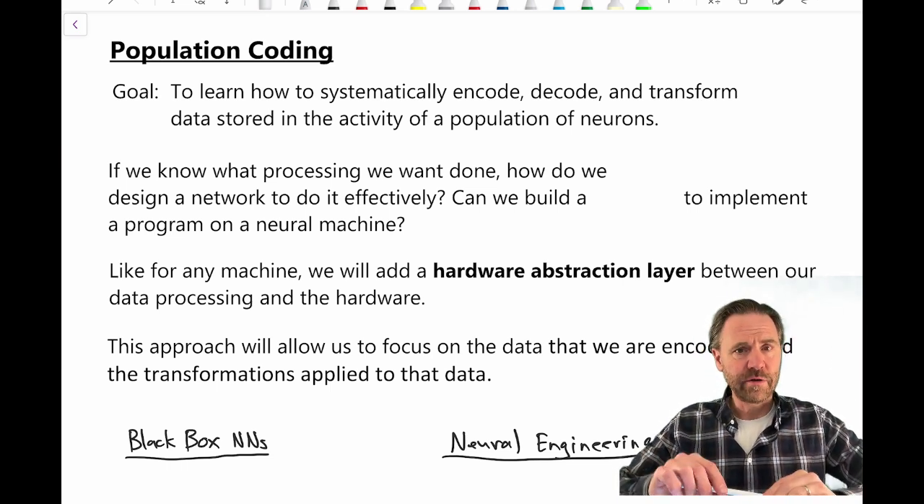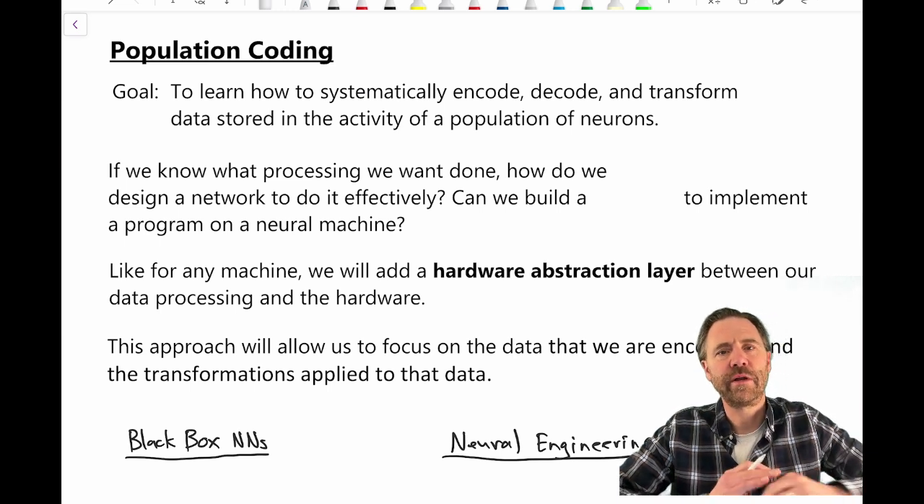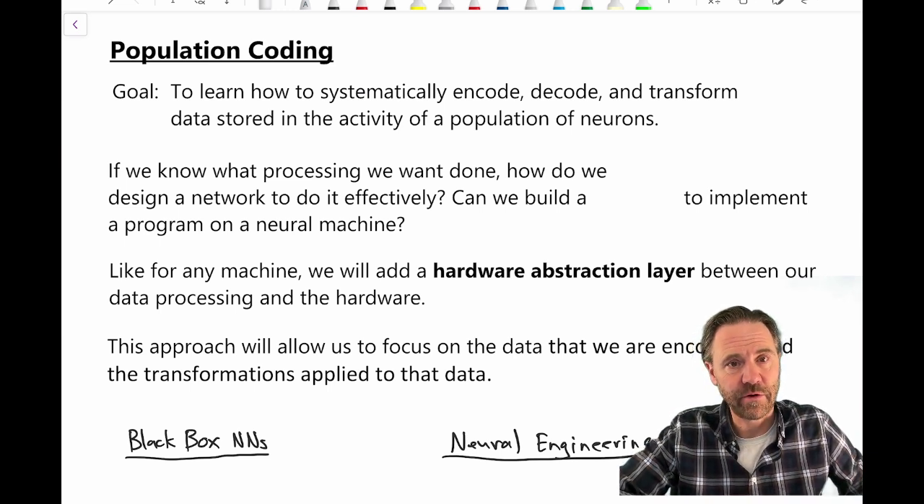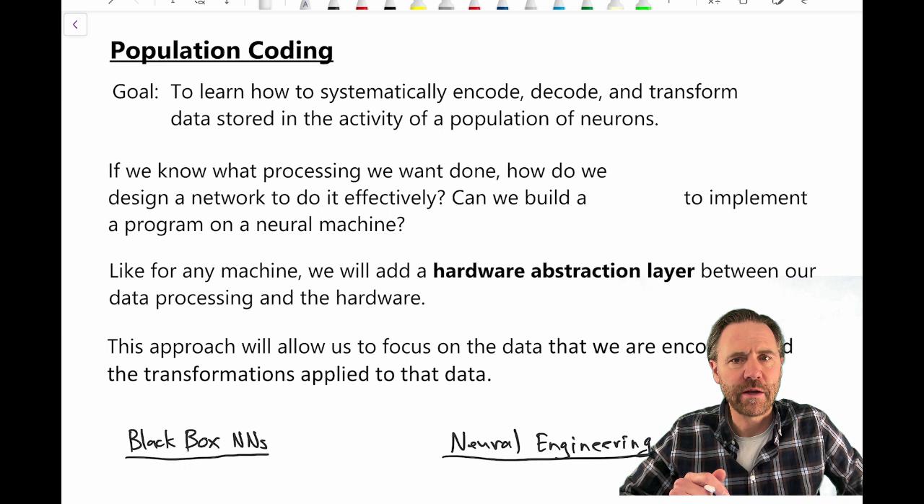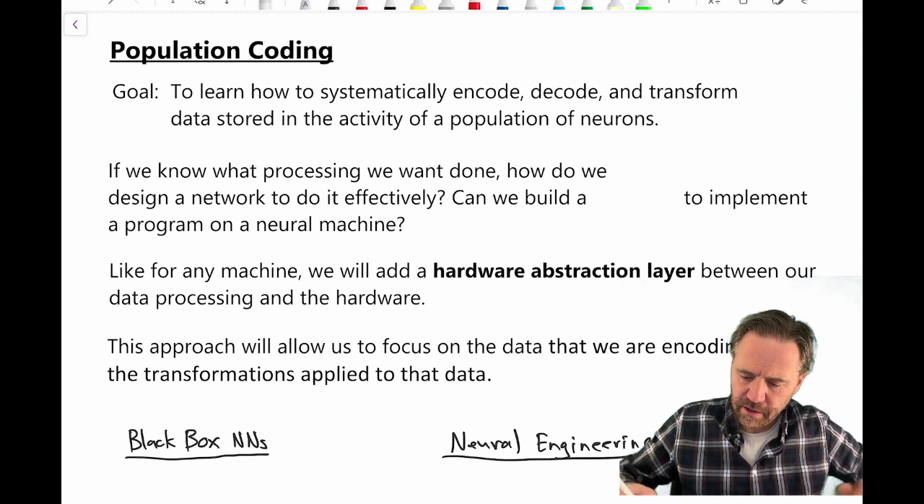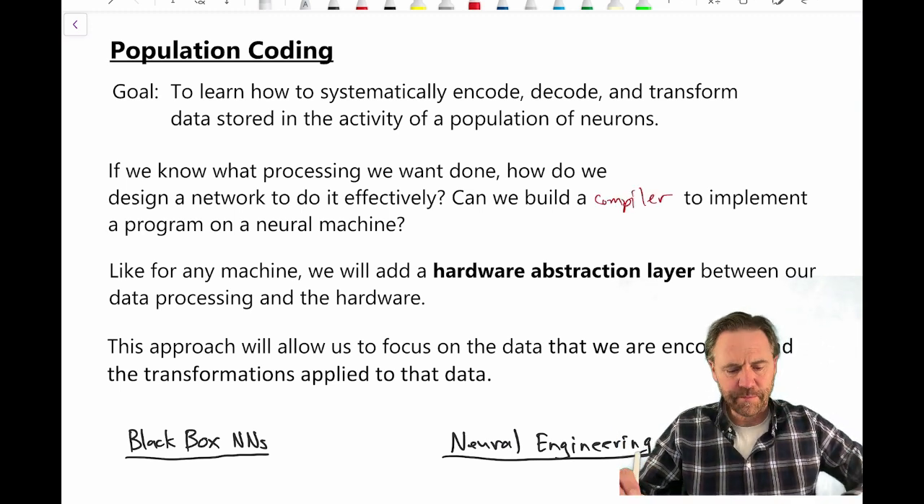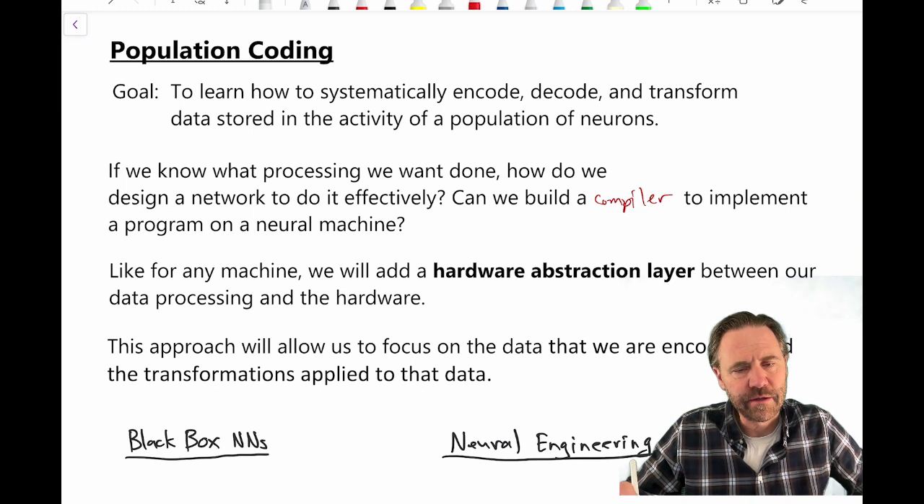The goal here is to learn how to systematically encode, decode, and transform data stored in the activity of a population of neurons. So if we know what processing we want done by a neural network, how do we design a network to do it effectively? Can we build a compiler to implement a program on a neural machine?